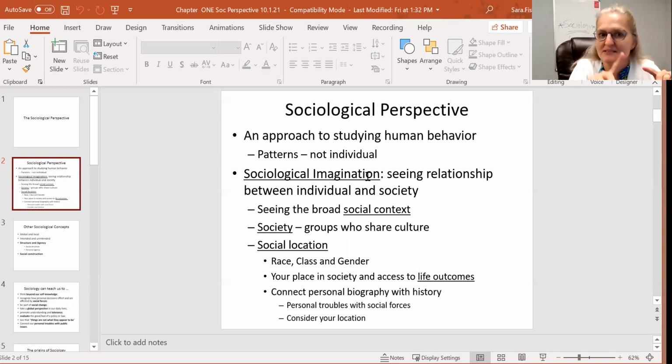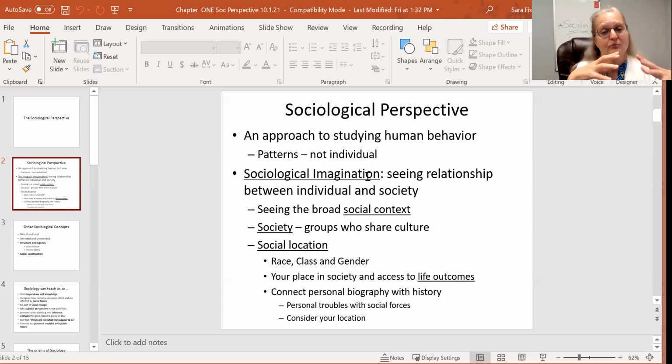Now we will notice one tree. We'll notice that one tree is dying, that one individual is struggling. But the sociological imagination says, notice what's going on around the tree. What is the social context? I will come back to this over and over again throughout the rest of the semester.